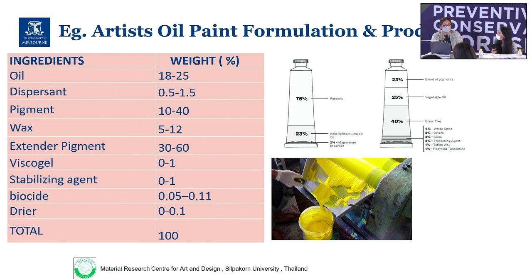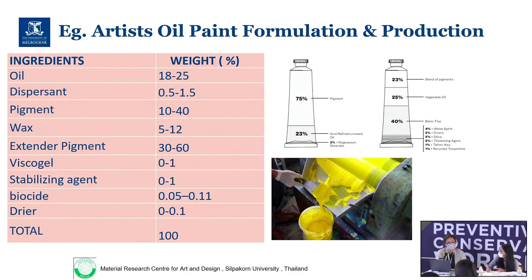And we do the same thing with oil paints. Understand what's in them. Basically oil paints don't have very many things in them compared to acrylic paints, but you can see it's oil and a dispersant, something that allows the pigments and different particles to be evenly distributed in a film. Pigments, it has some wax to give it some flexibility.